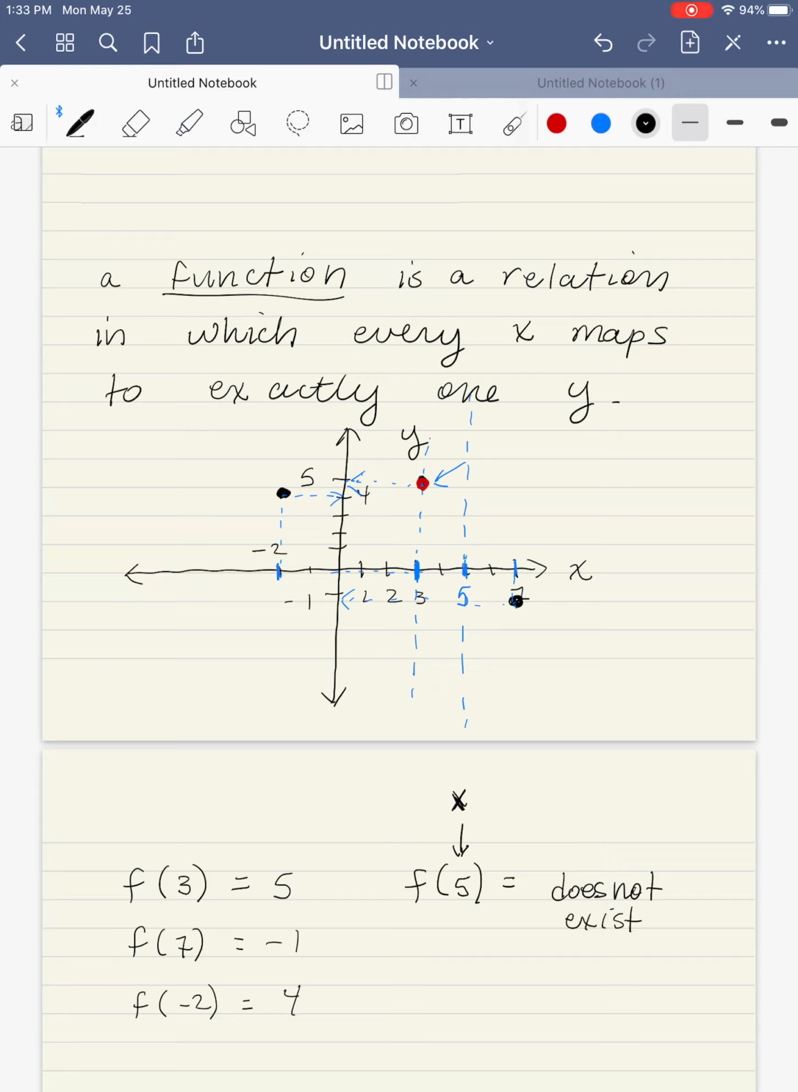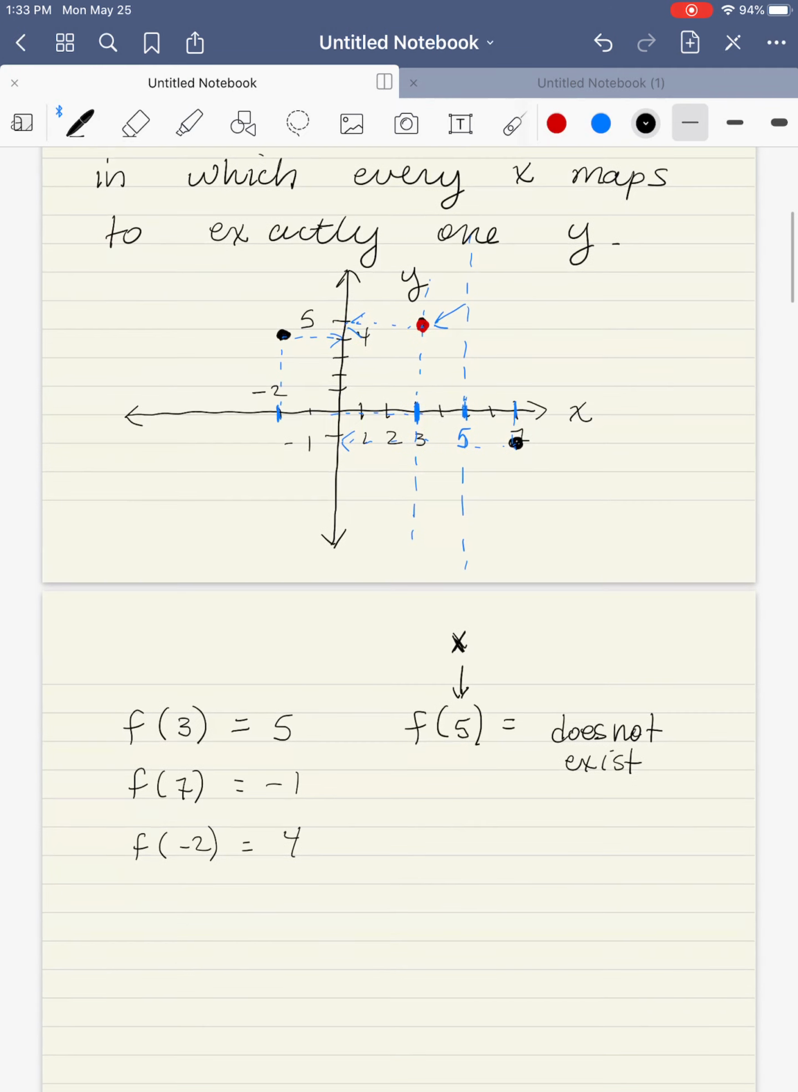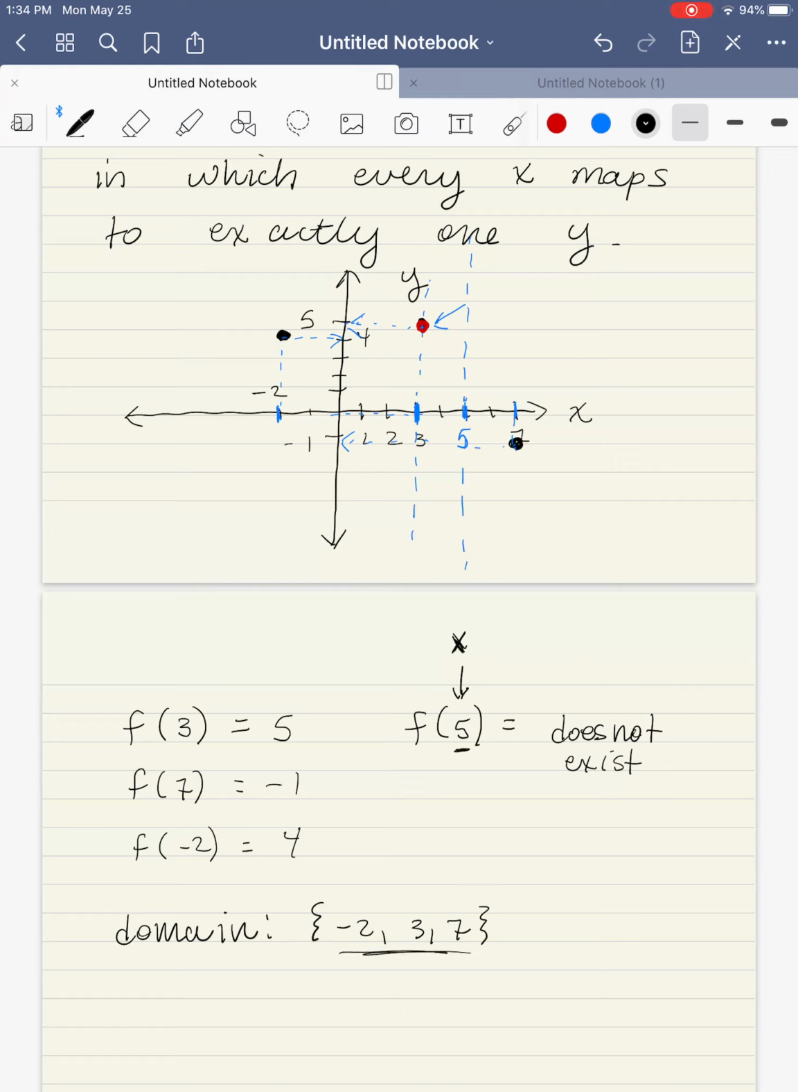And that's because, remember earlier, we figured out what our domain was. Our domain is all of the x values, and our domain was -2, 3, and 7. The number 5 is not in the domain. So I cannot find a function value for 5 because it is not in my domain. If I draw a line up and down from 5, it never touches the graph anywhere.